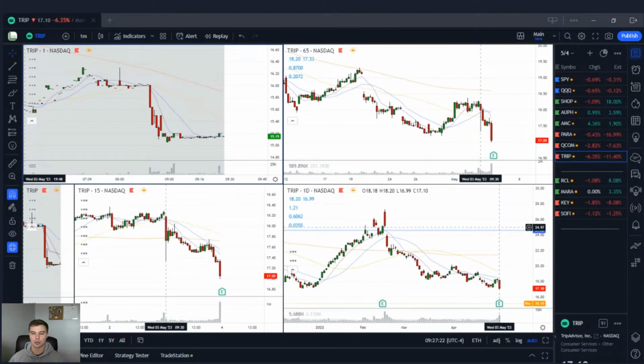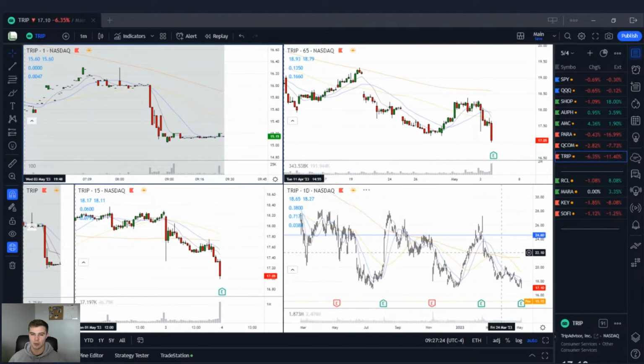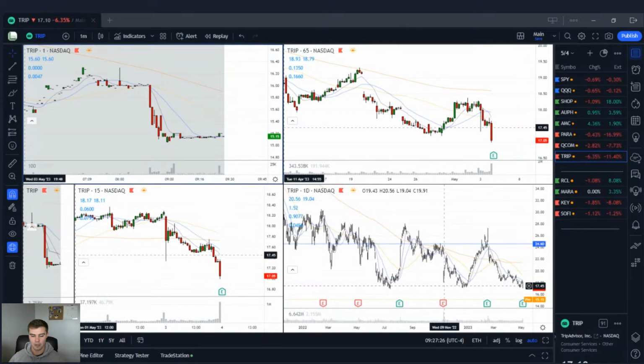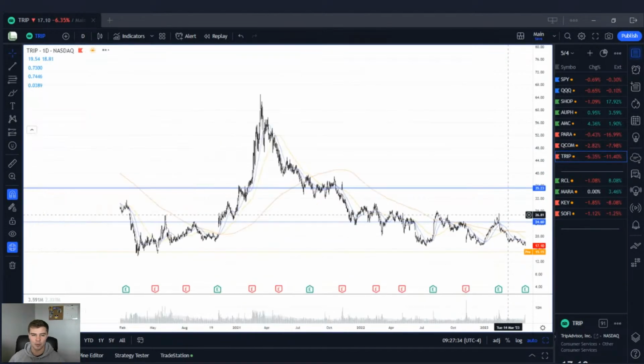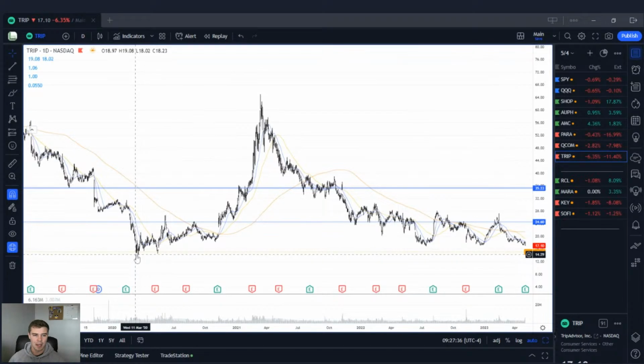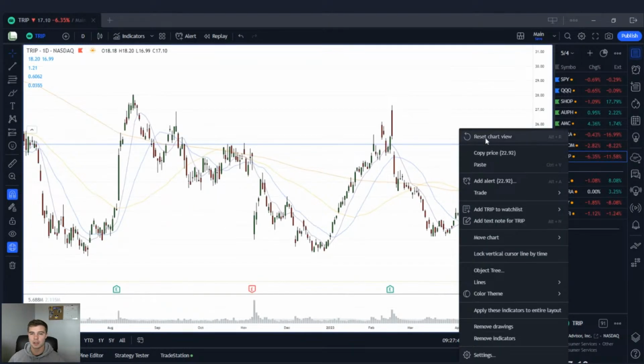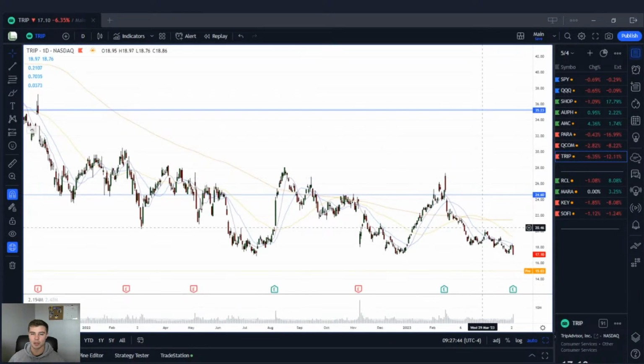Next up, we have TripAdvisor. Man, this might honestly be one of the best gaps. Gapping down under multiple pivots, not super extended, right at that 11.5%, not super bad. Maybe there's a pivot back here from like 3 years ago in 2020, but for all intents and purposes, this is a really nice gap.